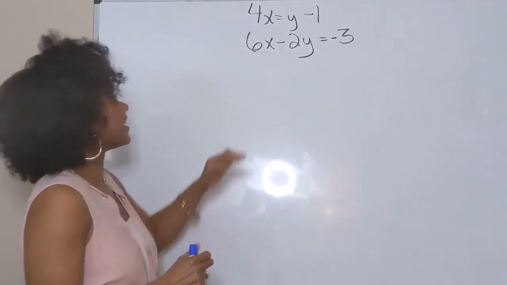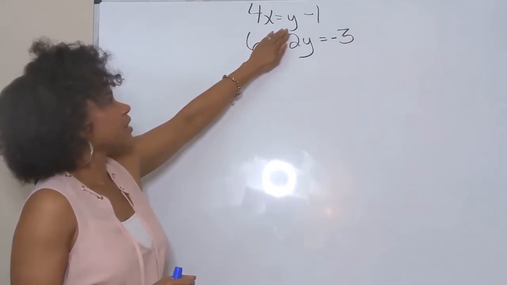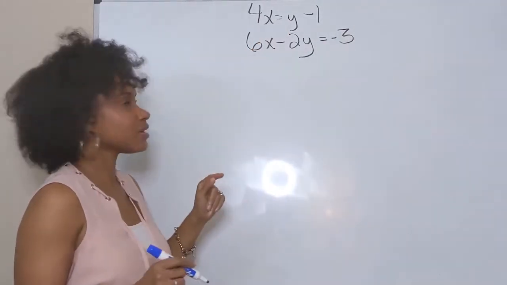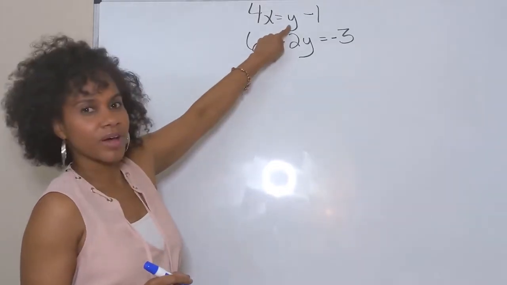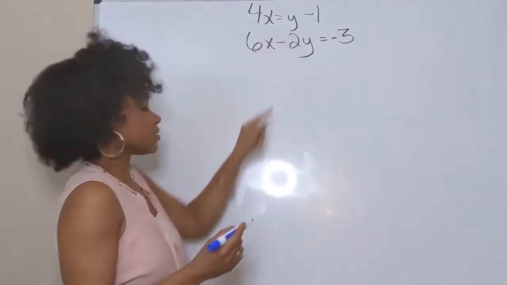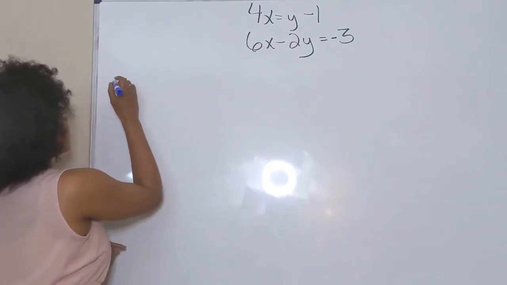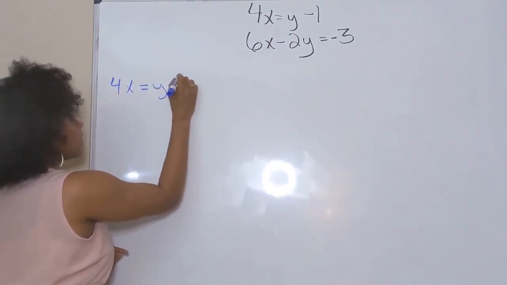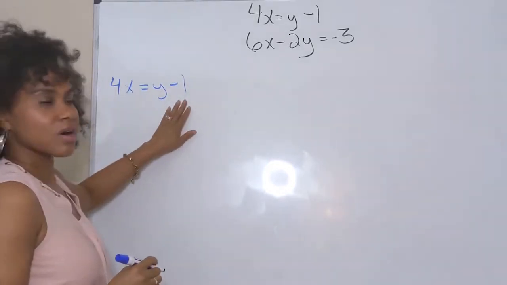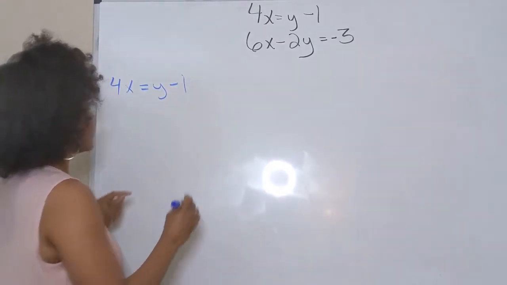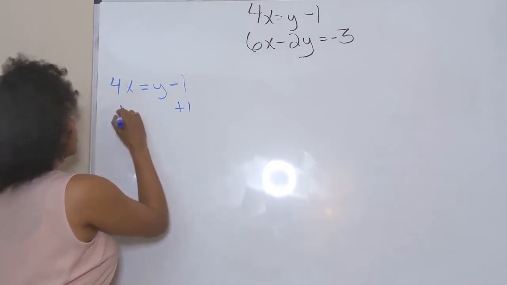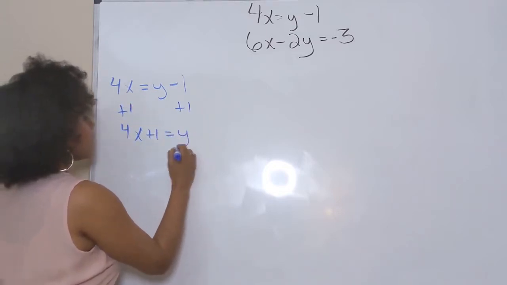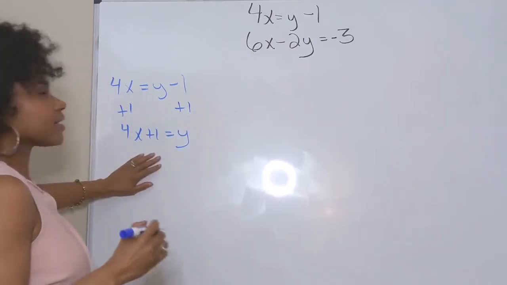All right. So I want to locate the variable that is by itself with the coefficient of 1, rather. And that is my y value right here. So I'm going to, again, rewrite 4x equals y minus 1. I want to solve this equation for y, so I'm going to add 1. And I'm left with 4x plus 1 equals y. Can't combine those, they're not like terms.